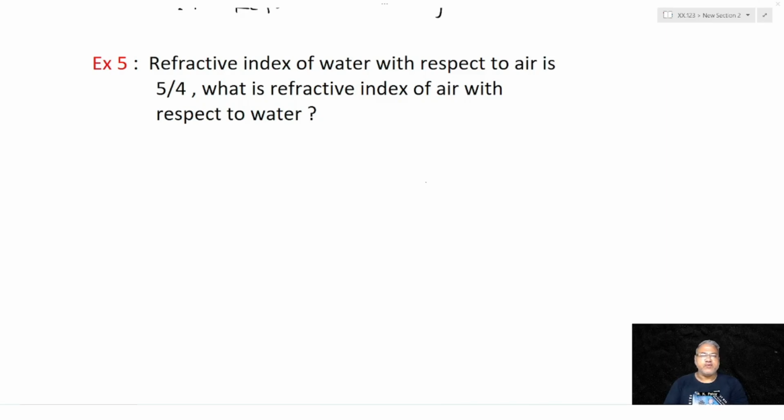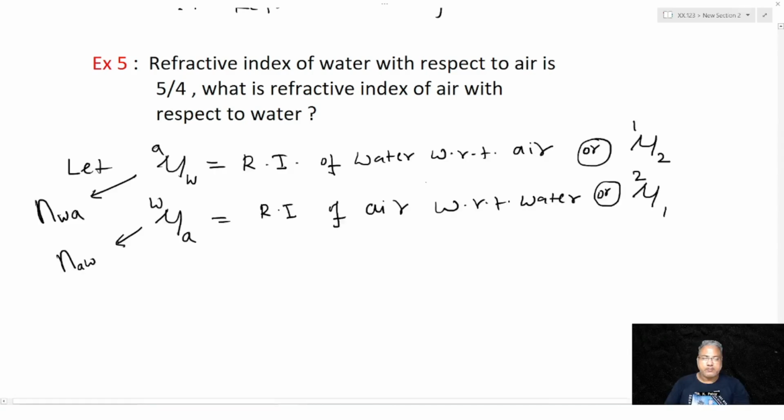Example 5: the refractive index of water with respect to air is 5/4. What is the refractive index of air with respect to water? First of all, we make denotation here. So let mu WA be the refractive index of water with respect to air, and this one the refractive index of air with respect to water.